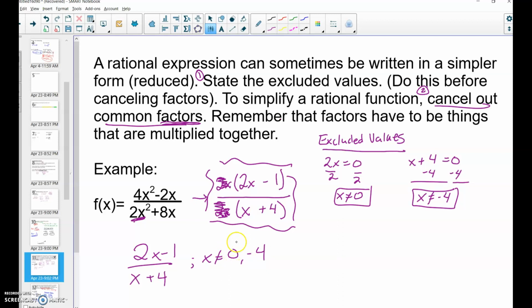Okay? Notice that we needed to do this excluded value of 0 first, because if not, we wouldn't have been able to find it in our reduced form here. There's no way that you could get 0 in the denominator in this reduced form. But your original problem would have given you 0 in the denominator. So we do need to check those excluded values before we do any simplifying.